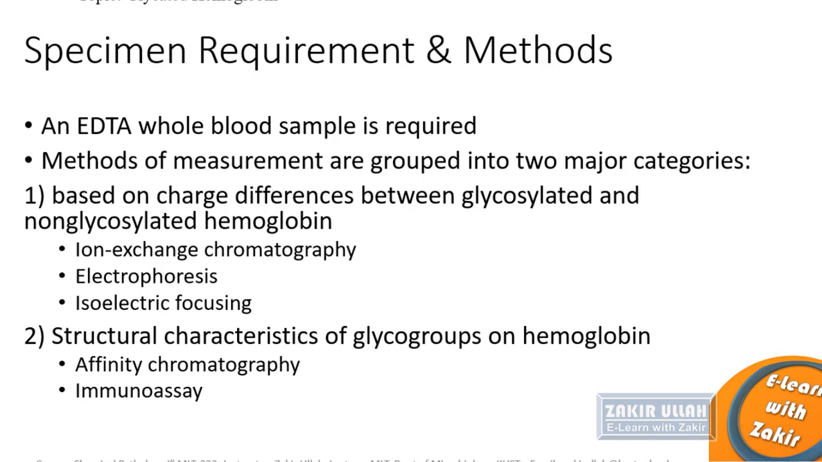The other group is based on the structural characteristics of the glycated groups on the hemoglobin, that is, the properties and characteristics of the group which is attached to the hemoglobin. The first of them is affinity chromatography and the second one is the immunoassay. So these are the two major groups, which are further divided into 3 and 2 subtypes, from which we can find out the percentage of glycated hemoglobin.